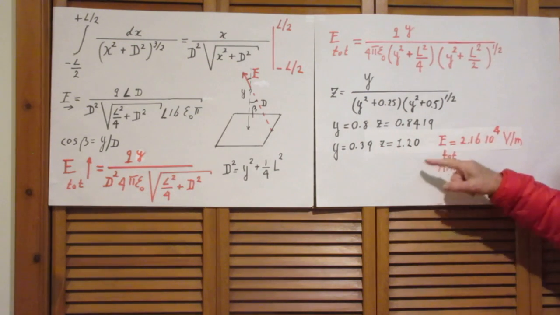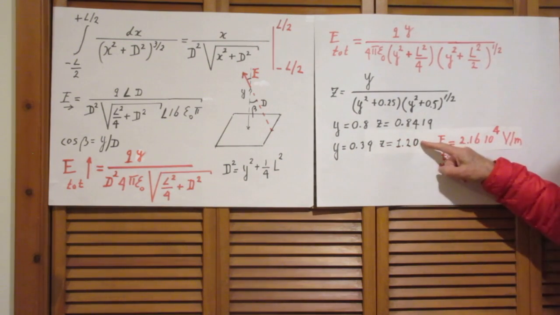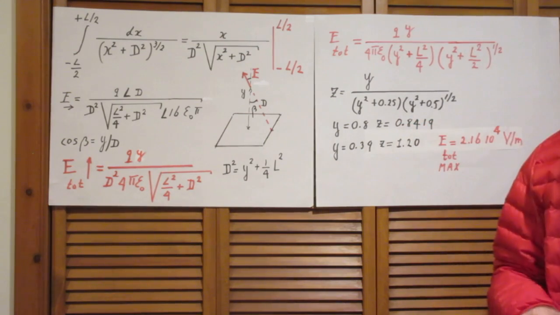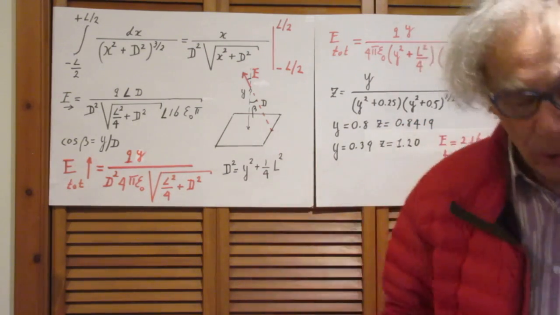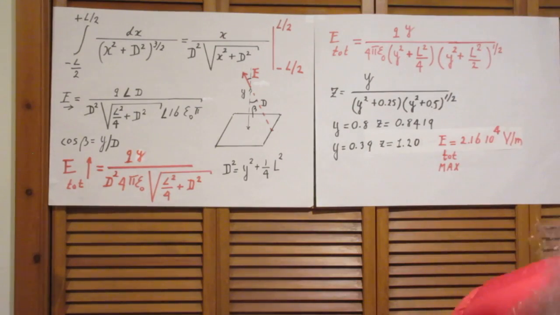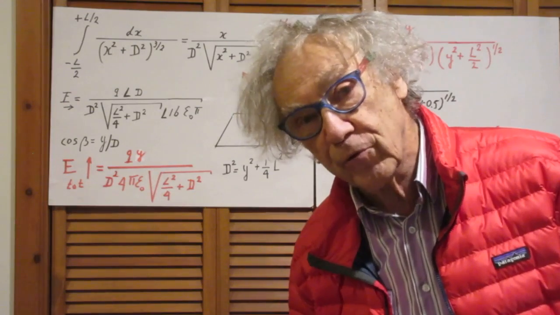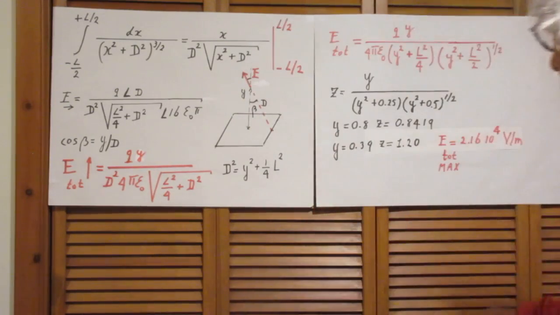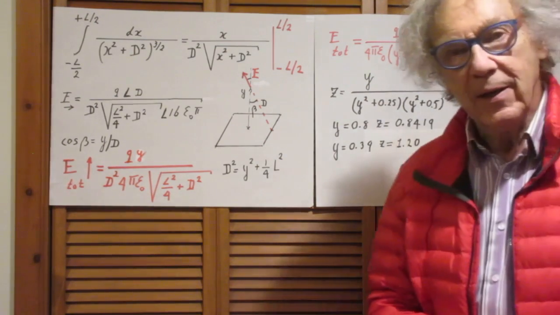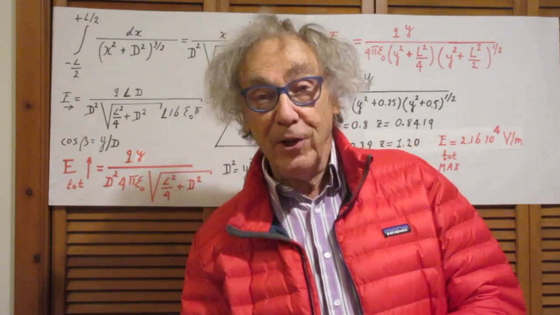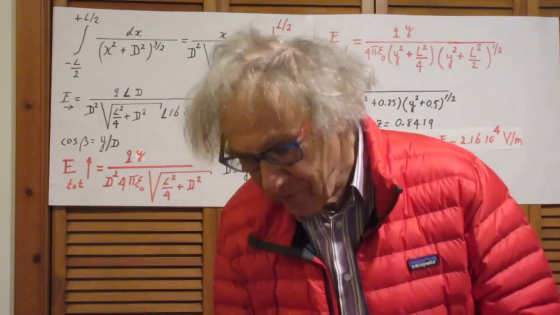And how much higher is it? Well, 1.20 divided by 0.8419 times our famous result that we already found, which is 1.514 times 10 to the 4th volts per meter. And so the highest electric field then would be very close to 2.16 times 10 to the 4th volts per meter. Okay, I think we've beaten this problem now to death.